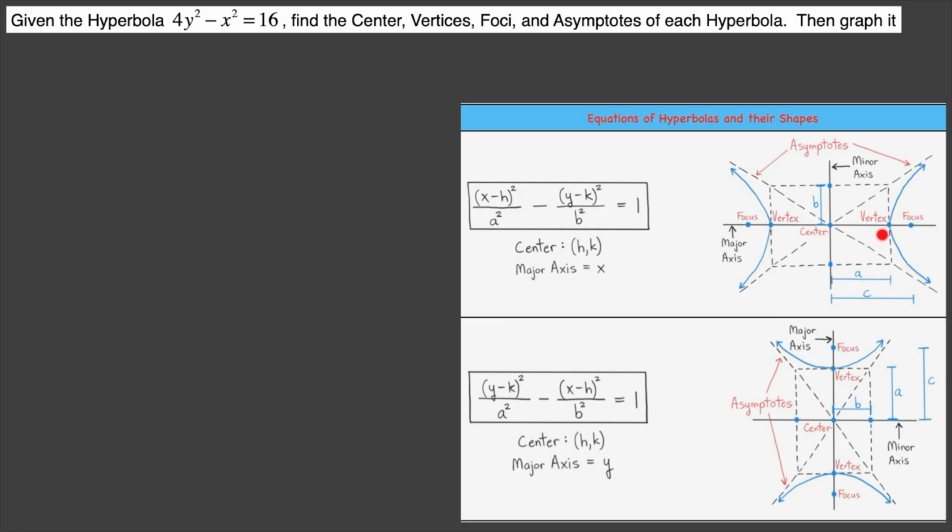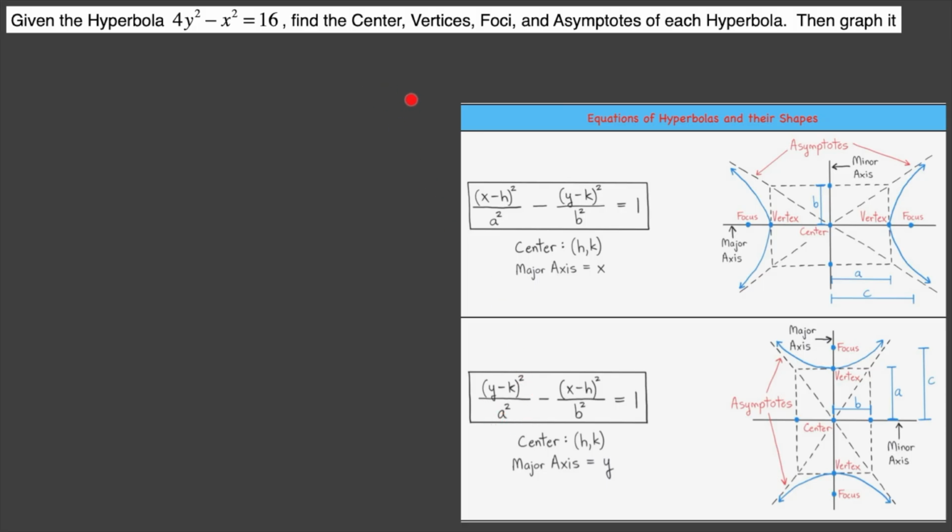So there's a horizontal hyperbola where the horizontal axis is the major axis. The center would be (h, k), and notice here for a horizontal hyperbola, the actual graph goes left and right. Now for a vertical hyperbola, the graph goes up and down. And in this case, we can tell it's a horizontal hyperbola because the x term is positive, and a squared goes underneath the x squared. Now, if the y squared term is positive, then the a squared goes underneath that. And in this case, the y-axis would be the major axis.